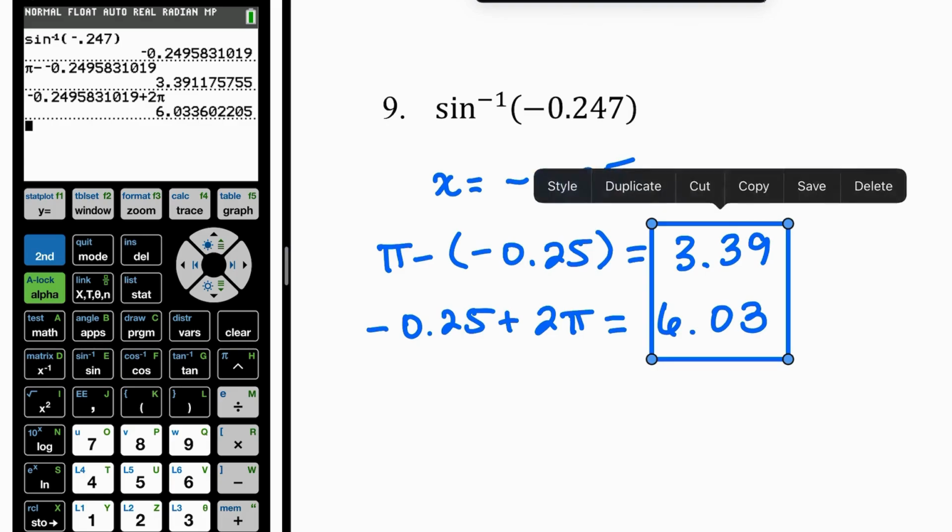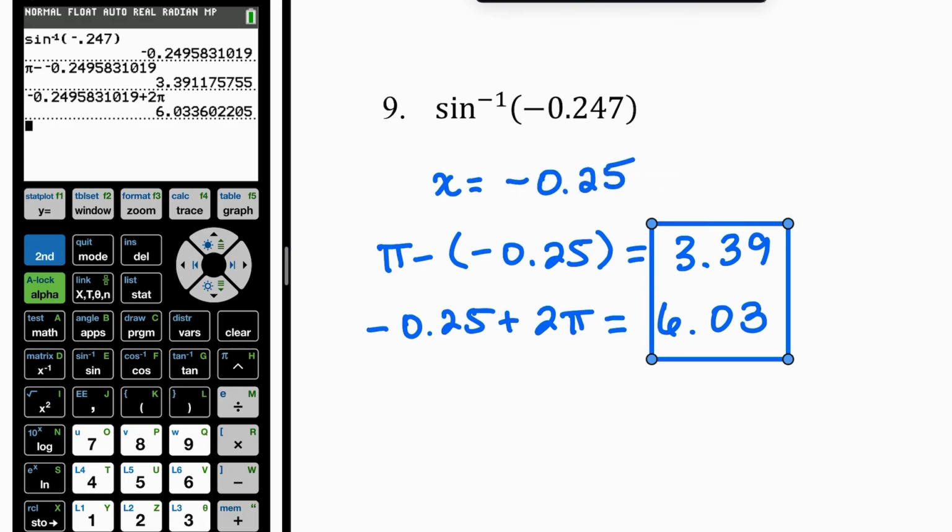And again, you can go in and check to make sure that sine of 6.03 is pretty close to, a little more negative than, negative 0.247, but pretty close. Okay. So again, check your answers. Make sure that you're following the rules for the inverse trig functions.